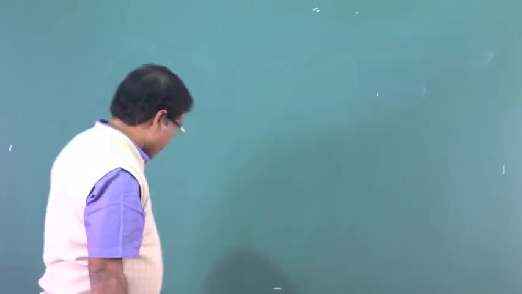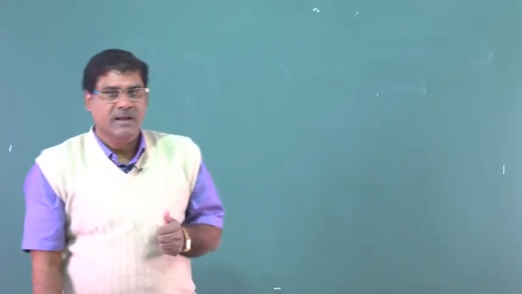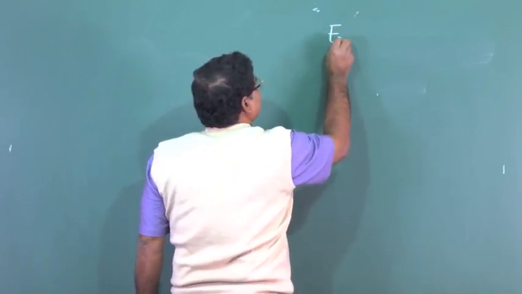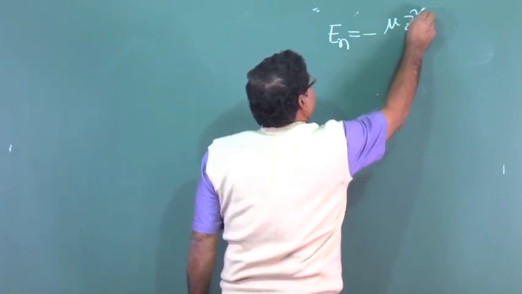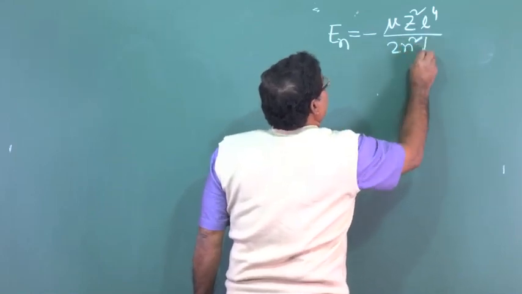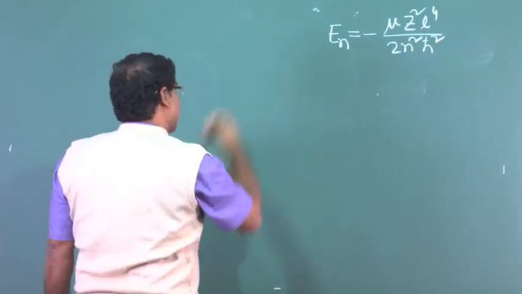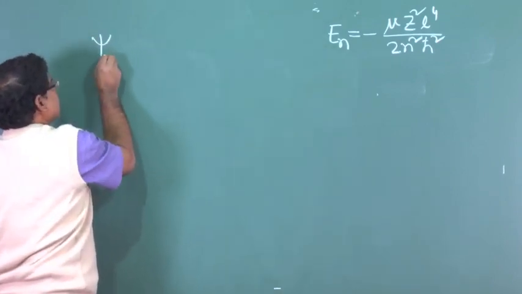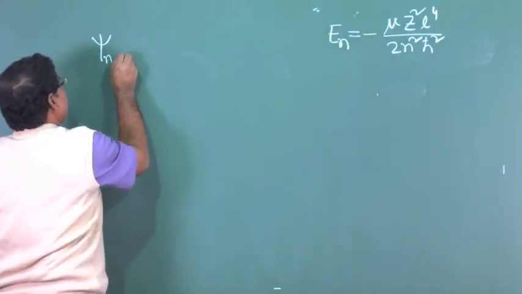So, what we have achieved from the Schrodinger equation for hydrogen like atom is the energy expression E n equal to minus mu Z square e to the power 4 divided by 2 n square h cross square, which is the same as we achieved from the Bohr model, but additionally we have got this eigenfunction psi n l m.